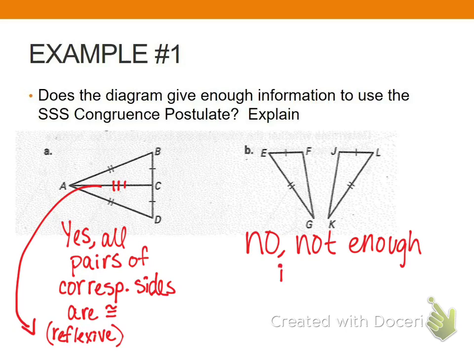They gave us 2 pairs of corresponding congruent sides, but they did not give us that third pair. We don't know anything about FG, and we don't know anything about JK. Questions about example 1? Need more time on that slide? Okay. On we go.